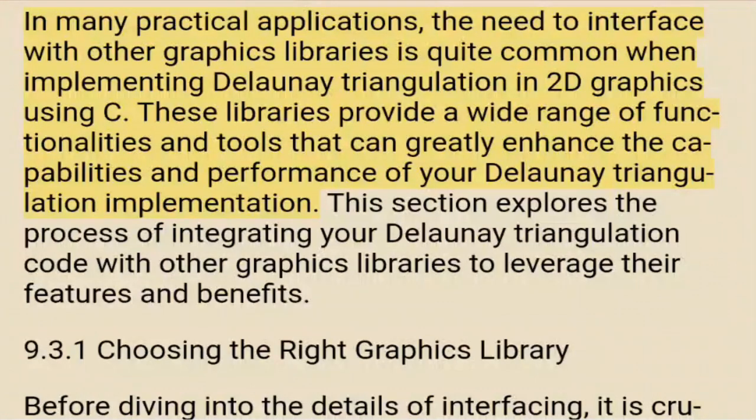These libraries provide a wide range of functionalities and tools that can greatly enhance the capabilities and performance of your Delaunay triangulation implementation. This section explores the process of integrating your Delaunay Triangulation code with other graphics libraries to leverage their features and benefits. 9.3.1 Choosing the right graphics library.